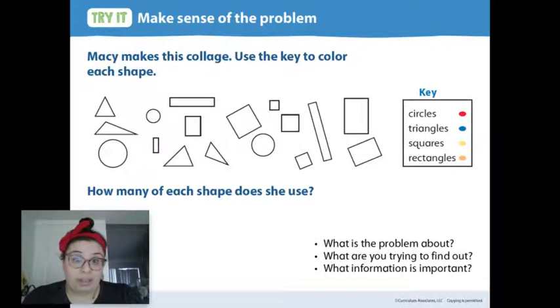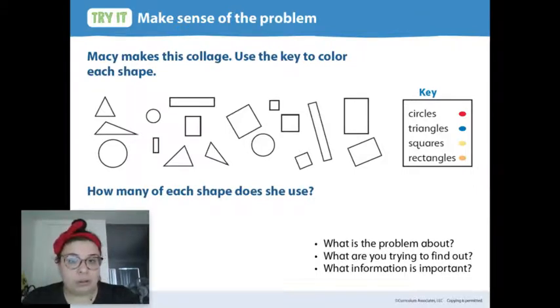So we know that Macy, what is this problem about? Macy has a collage and there's shapes, right? What are you trying to find out? How many of each shape does she use? You see that last sentence? How many of each shape does she use? Okay. And what information is important? Do you see the word key? I see a key. And if you look on the right-hand side, there's a key, and a key tells you what information about the collage or whatever. Like a map has a key. It gives you some information.